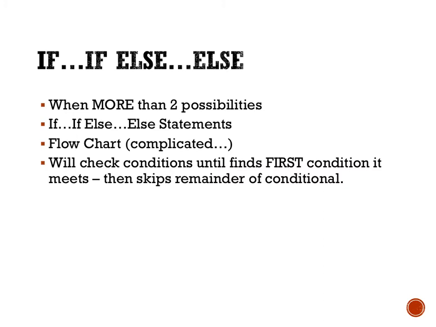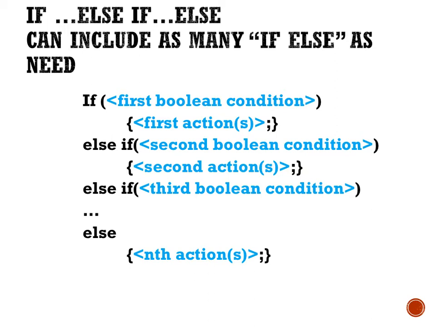One of the biggest things to remember, however, is that your program, if you have an if, else if, once it finds its first condition or the first Boolean statement that's true, it will run that code and then skip the remainder of the conditional. And I'll explain what I mean in just a second when we see an example in real life code. So this is what this looks like in general, and you can include as many else ifs as you'd like.